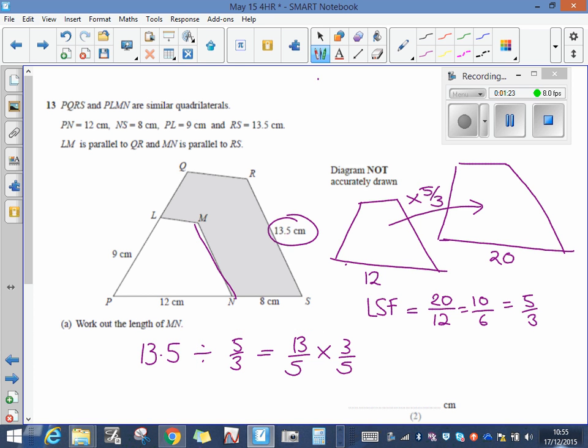And if we do 13, oh sorry, that's not 13/5, it's 13.5. 13.5 times 3/5, we get 8.1 centimeters. So the length of MN is 8.1 centimeters. So we can stick that on the dotted line.